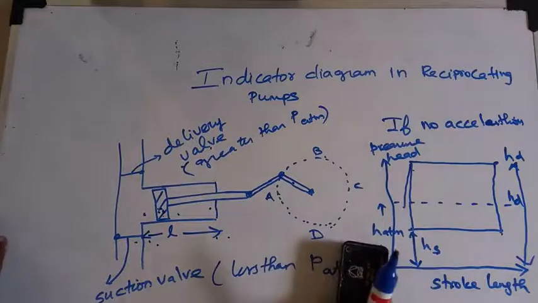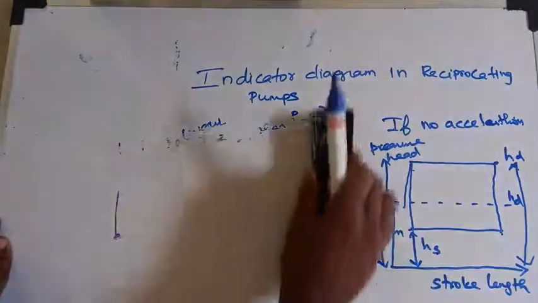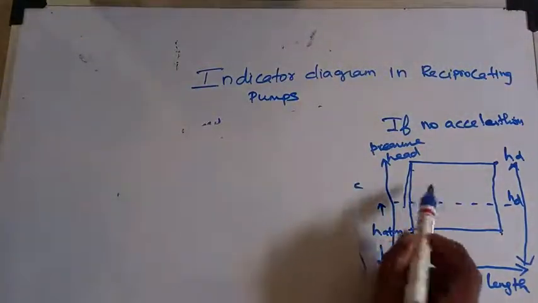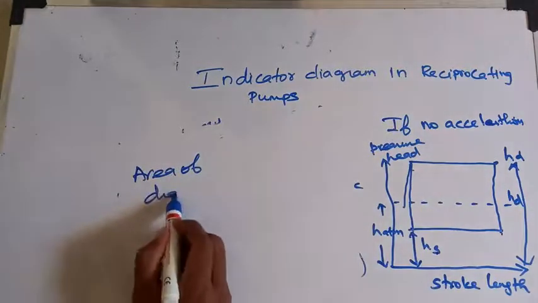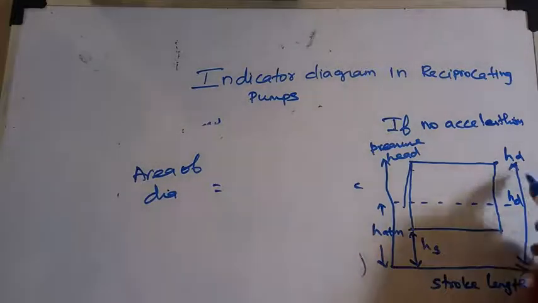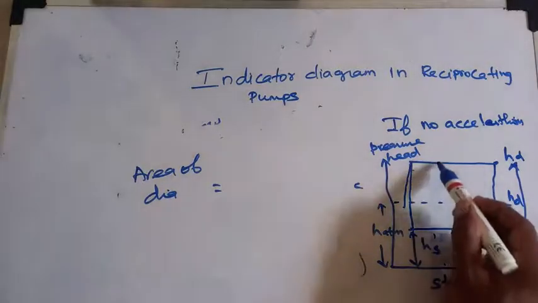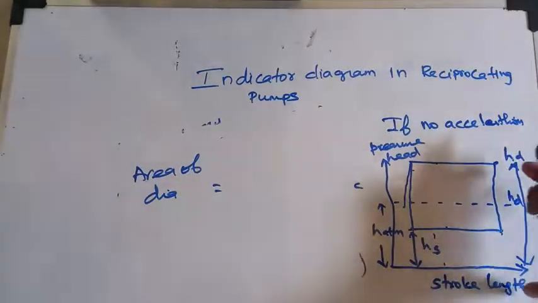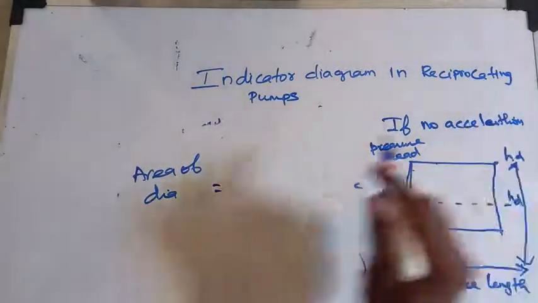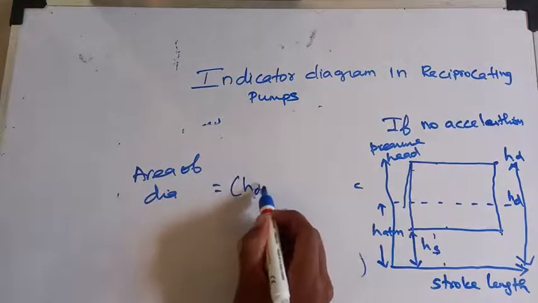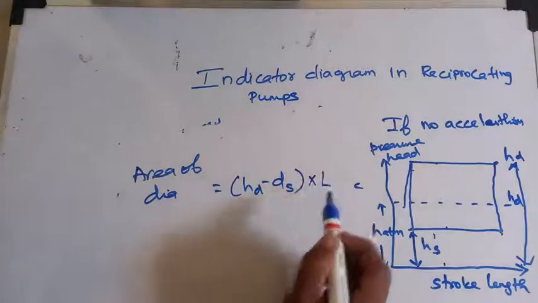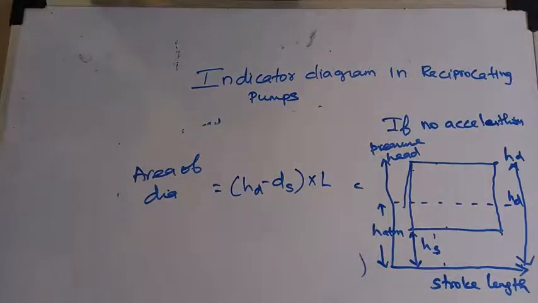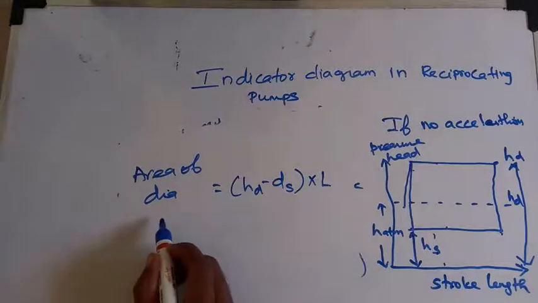If I calculate the area of this diagram, it will be rectangular in shape. Area of the diagram equals, taking this as HD and this as HS, the height of the rectangle, which is HD minus HS, times the width, which is the stroke length. So this is the area of this diagram.